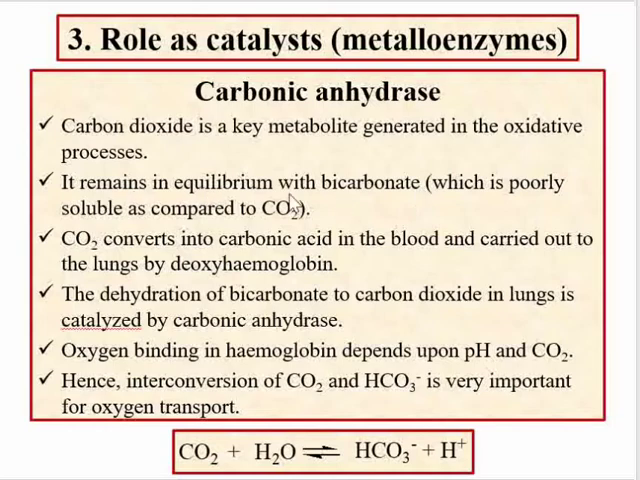This CO2 remains in equilibrium with the bicarbonates, but bicarbonate cannot be easily taken up, while carbon dioxide can easily be taken up in the form of carbonic acid. So CO2 converts into carbonic acid first in the blood, and is carried to the lungs by deoxyhemoglobin. You had already studied this in the Bohr's effect. So this CO2 will convert into carbonic acid, so that bubbling of carbon dioxide can be suppressed in the blood.